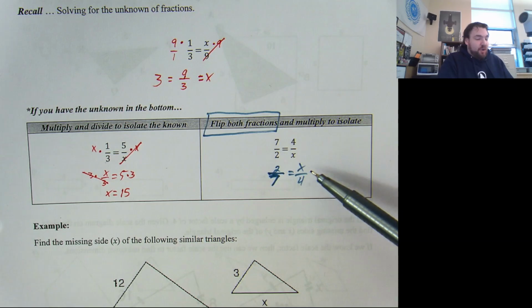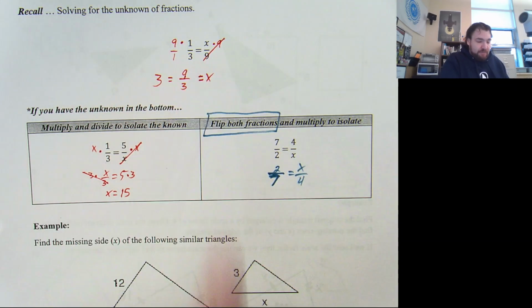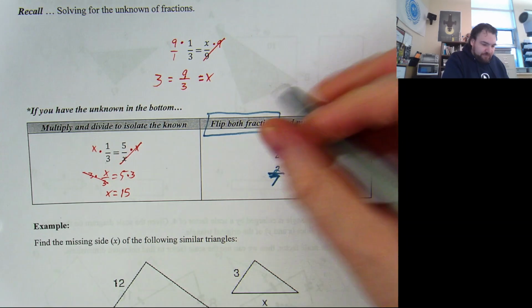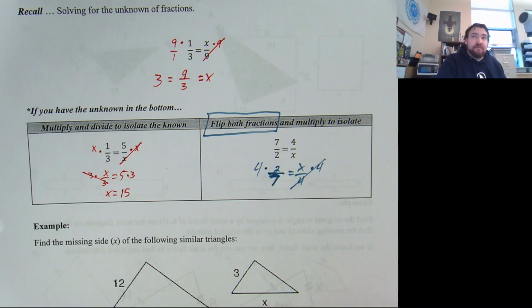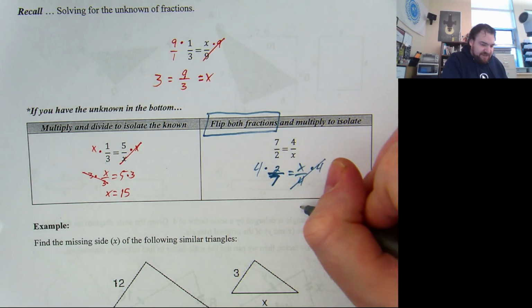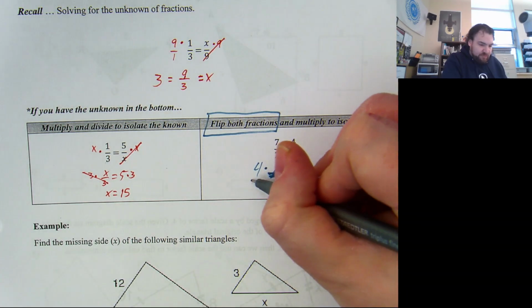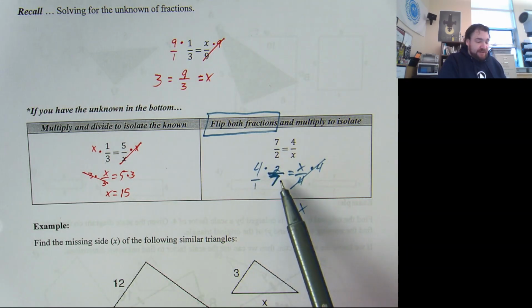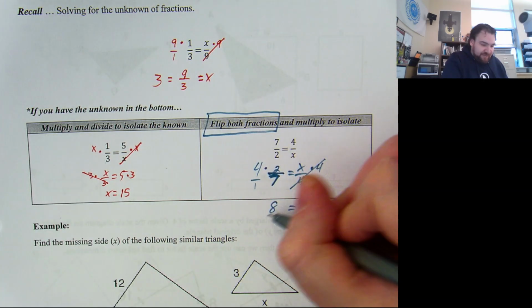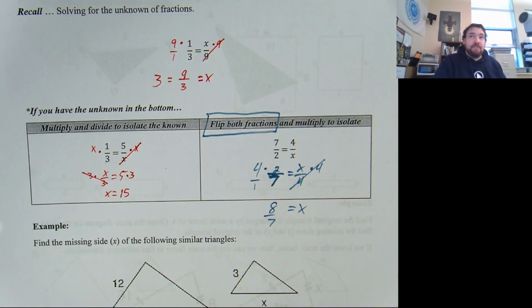And now to get x by itself, all we have to do is what we did up here. Multiply both sides by 4. On the right, they're going to cancel because I'm multiplying and dividing by 4. And what I'm going to get here is that x is going to equal, put the whole number over 1, multiply my numerators, multiply the denominators, it's going to be 8 over 7. You are allowed to have fractions for things like this.